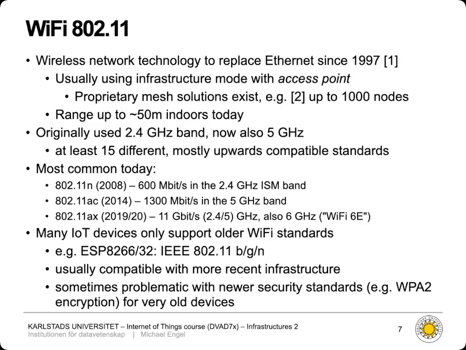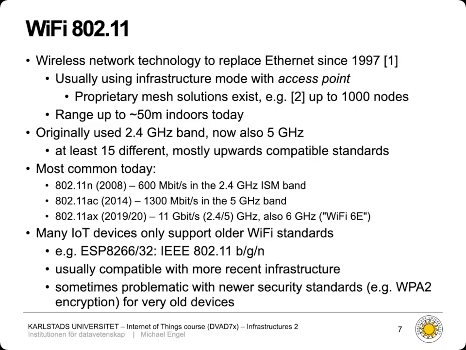And the most common Wi-Fi standards today are 802.11n from 2008. So these are theoretical maximum limits of up to 600 megabits per second. This still runs in the 2.4 gigahertz band. Then we have 802.11ac, which is already 8 years old, which has up to 1300 megabits per second in the 5 gigahertz band. And most recently, we have 802.11ax, which can in theory provide 11 gigabits per second and also uses an additional band optionally in the 6 gigahertz range, which is called Wi-Fi 6E. But note these are theoretical maximum numbers, so the real achievable communication bandwidths might be quite a bit lower depending on your circumstances.